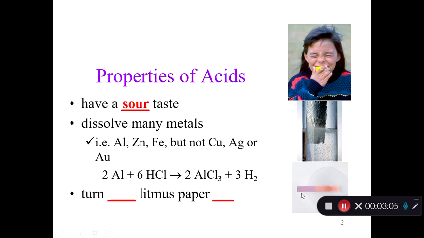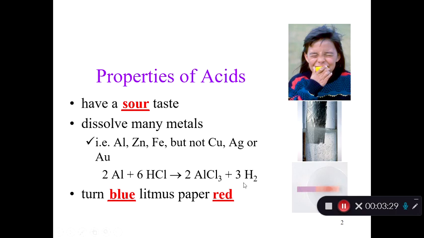If we have blue litmus paper and we add a couple of drops of acid to that, we are going to have these changes. Acids turn blue litmus paper to red. So always the red color represents acidic chemicals when we use litmus paper.